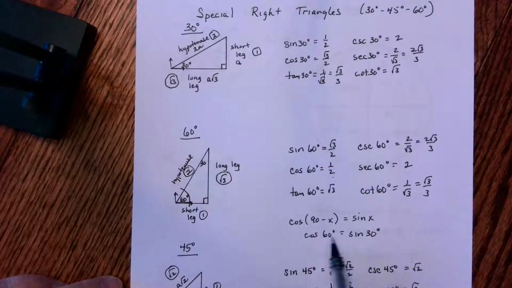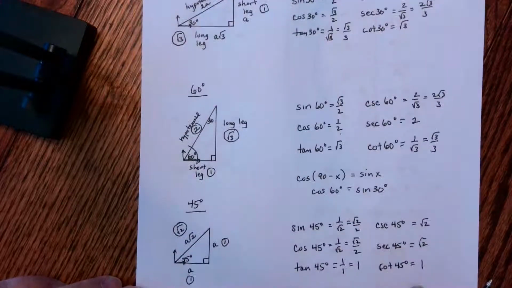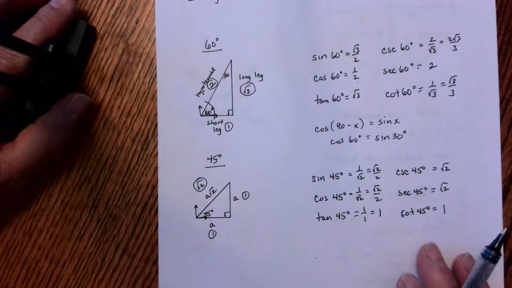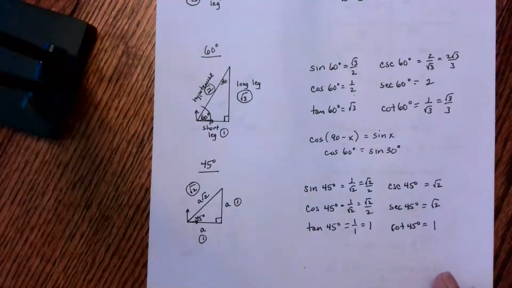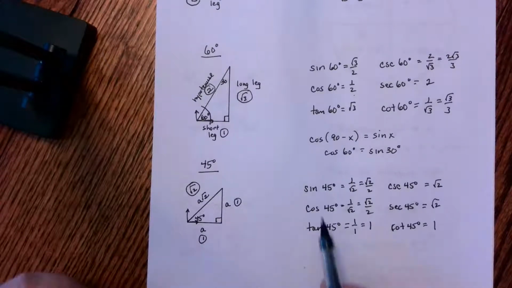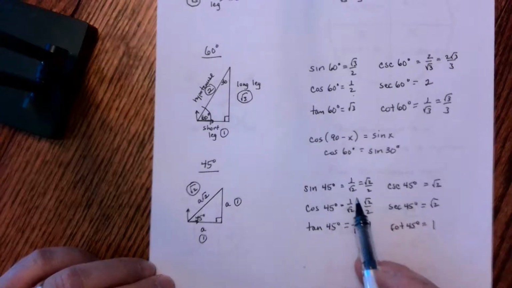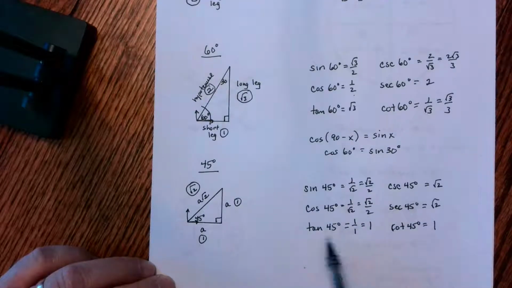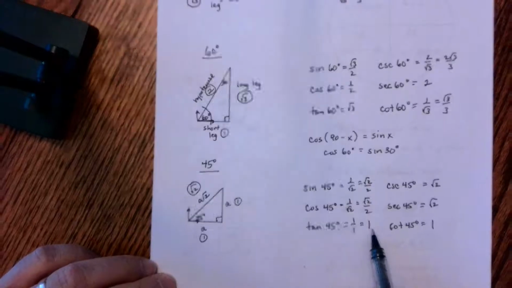And the reason why is because 60 plus 30 is 90, so they are complements of each other. What about 45 degrees? Well, in a 45, 45, 90 triangle, we end up with 1, 1, square root of 2. So the sine of 45 degrees is 1 over the square root of 2. The cosine of 45 degrees is 1 over the square root of 2. And the tangent of 45 degrees is 1 over 1, or just 1.